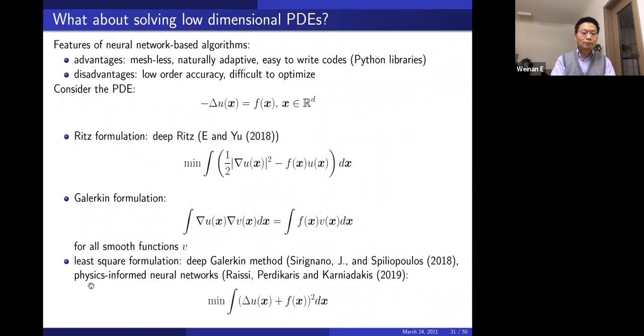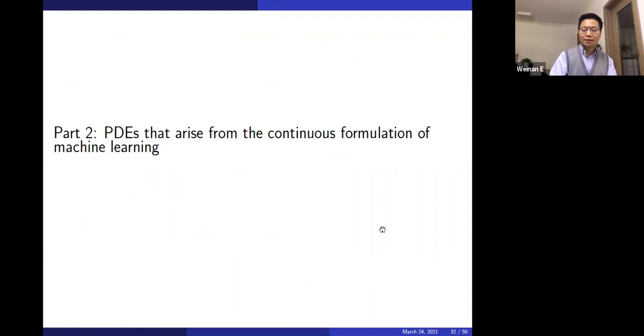And there's also something very popular called physics-informed neural networks, which is the same thing as this. It's really the least square formulation. Okay, anyway, this is the state of the art, and I would say it's highly unclear whether there is a real advantage, besides the fact that it's easy to write code, in using neural network models to solve these kinds of low-dimensional PDEs. But I'm ready to be convinced otherwise. I'm happy to be convinced otherwise.